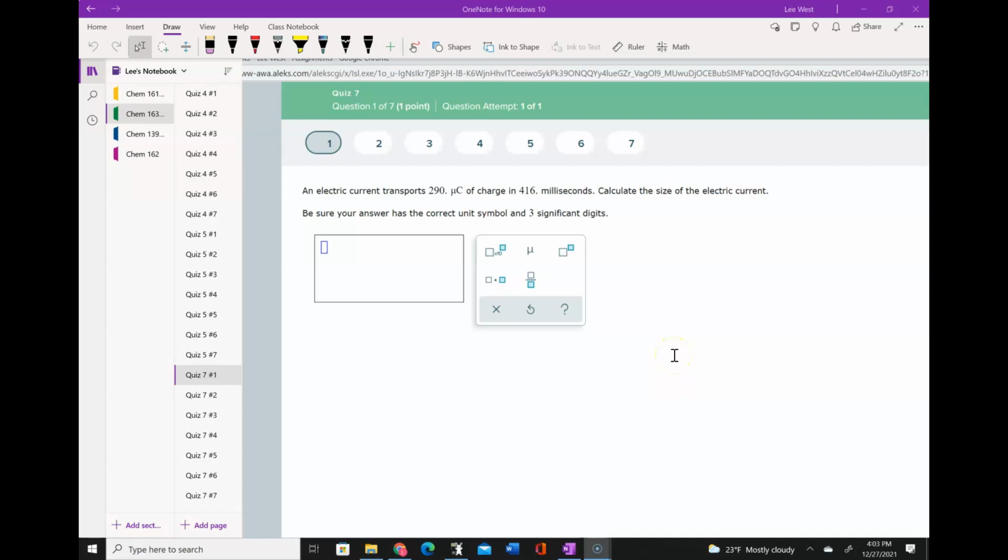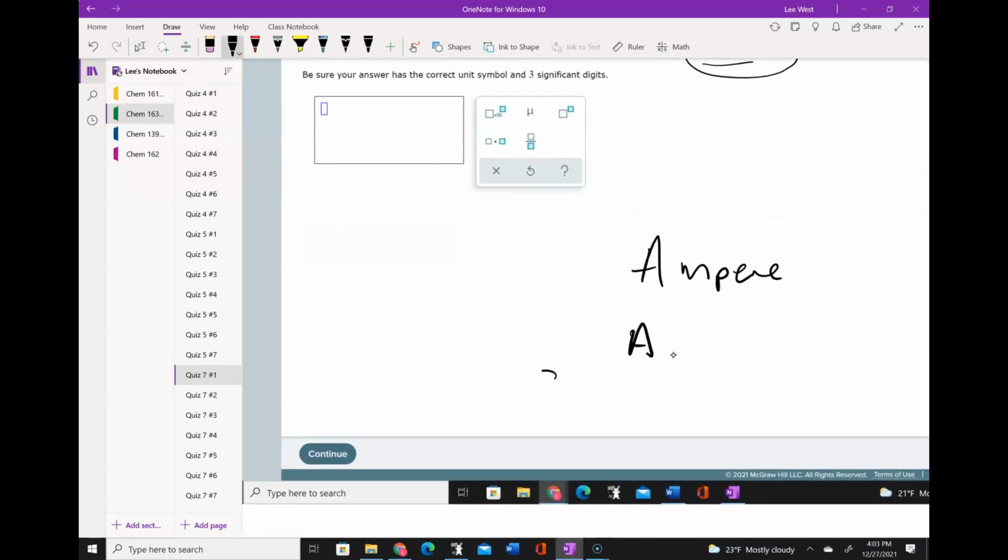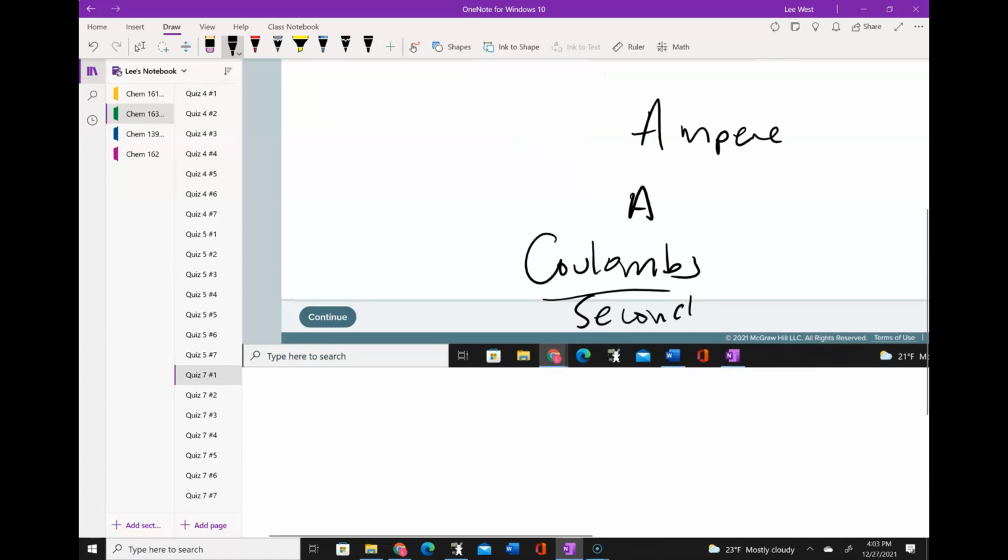Okay, so this video works through practice quiz 7. In this first problem, we have an electric current that's described to us, and we have to calculate the size of the electric current. The units for electric current are the ampere, with the symbol of an uppercase A, and all it is is coulombs per second. So pretty simple.